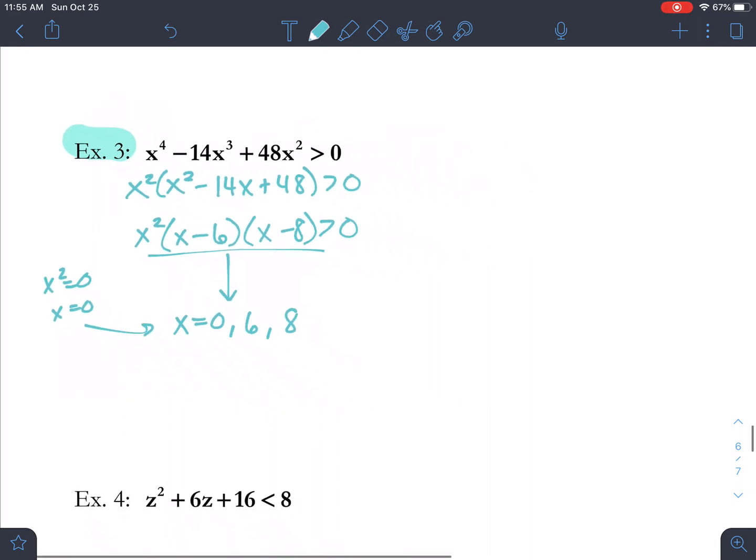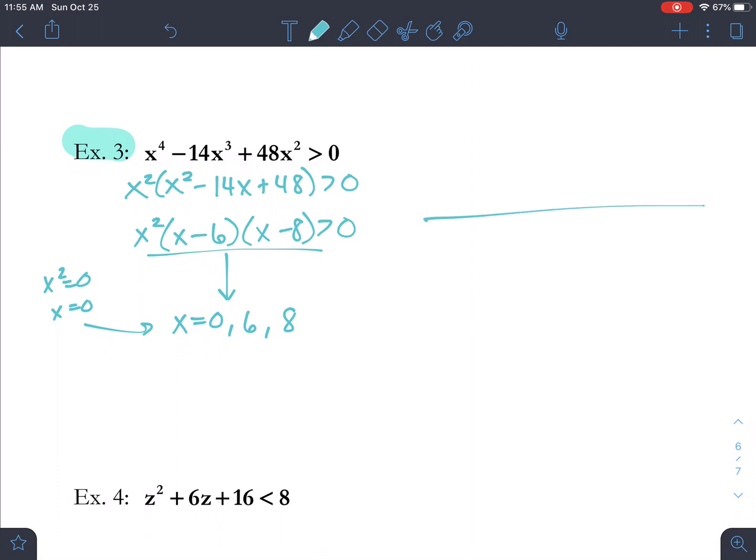All right, so you've got your three values. We've got 0, 6, and 8. Notice, if you look ahead, you're going to have open circles. So maybe I'll just even draw that in now. Open circles for everybody. Okay, and then the next step is you want to test out your intervals.